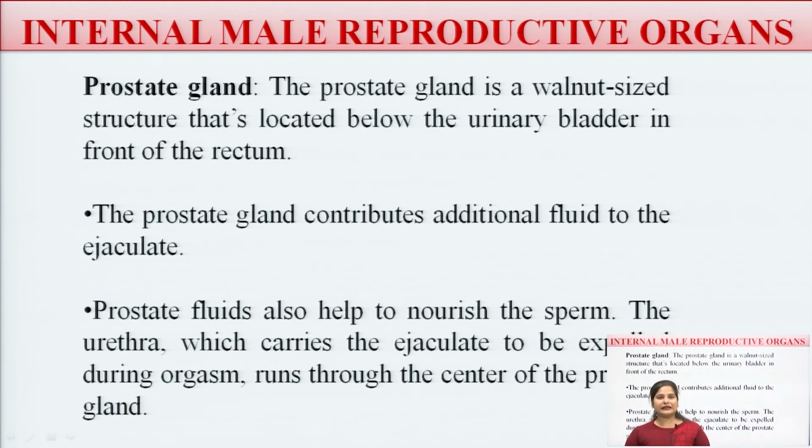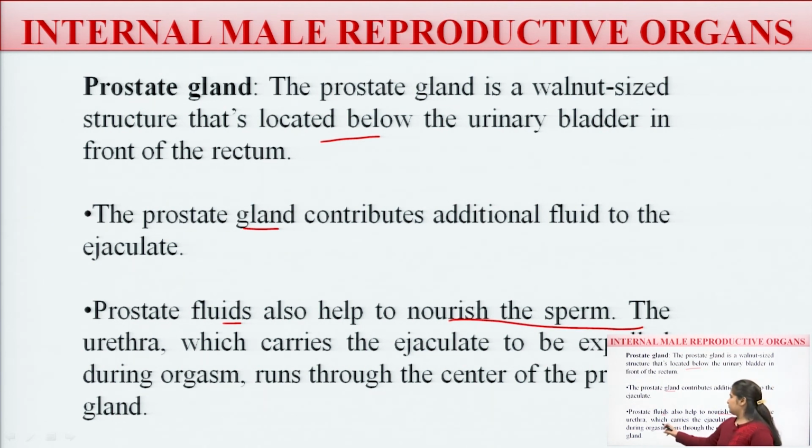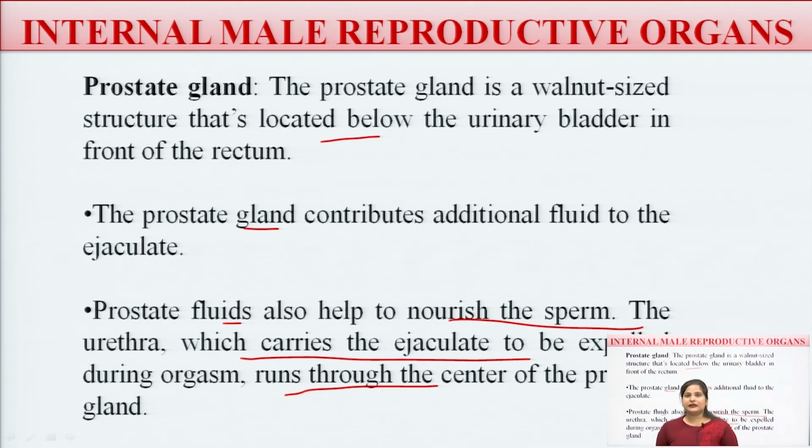Now prostate gland. The prostate gland is one of the most important structures. It is a walnut-sized structure located below the urinary bladder in front of the rectum, and it contributes additional fluid during the ejaculation, and the prostate fluid also helps to nourish the sperms. The urethra, which carries the ejaculate to be expelled during the orgasm, runs through the center of the prostate gland.